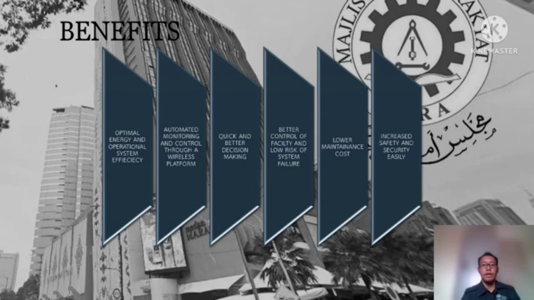Yang terakhir adalah increase safety and security. Ini bermaksud bila sesuatu bangunan itu ada satu sistem yang rosak, mampu untuk dikenal pasti dan diperbaiki berbanding dengan cara lama. Kena periksa satu persatu dalam satu sistem untuk memastikan sistem itu berjalan dengan baik.